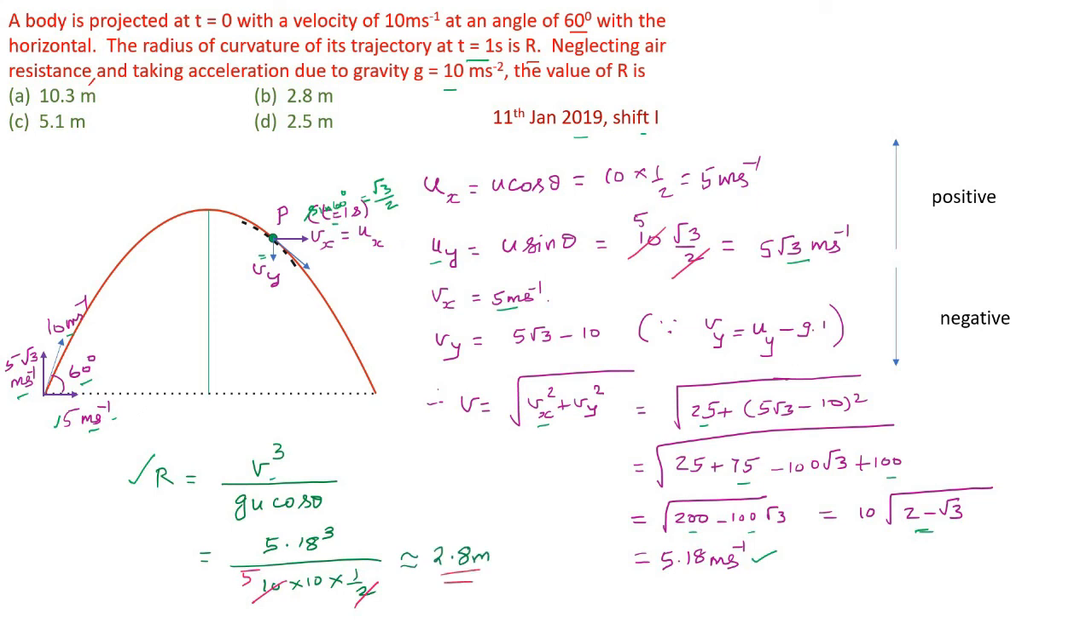When you simplify this, you get 2.8 meter. So the radius of curvature of the projectile's path after 1 second from the instant the projectile was projected, that means when the projectile is at P, the path has a radius of curvature 2.8 meter. So the correct answer is 2.8 meters.